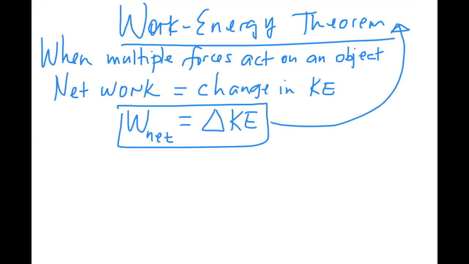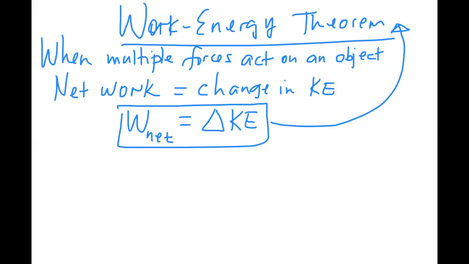As you can see, if the net work is positive, the change in kinetic energy is also positive, which means that the object will gain kinetic energy. If the net work is negative, then we know that the change in kinetic energy will also be negative, and that means there will be a loss in kinetic energy.